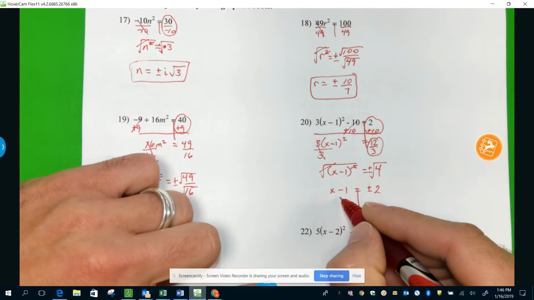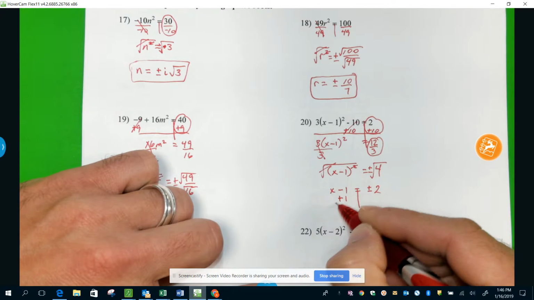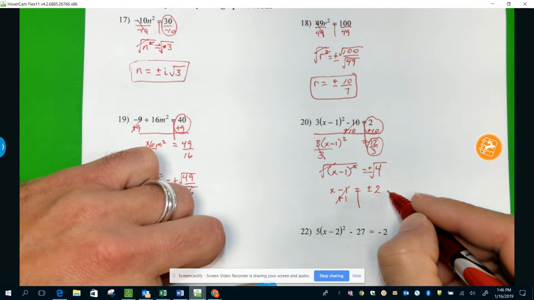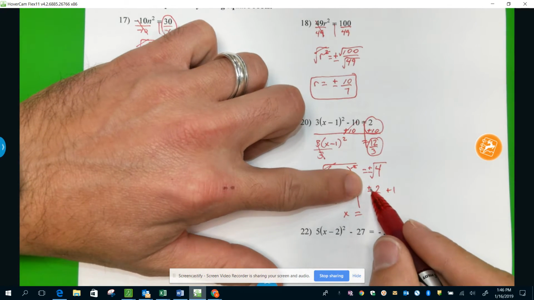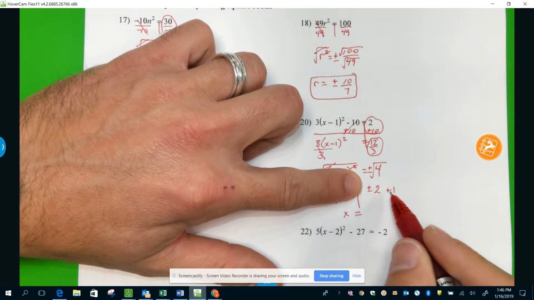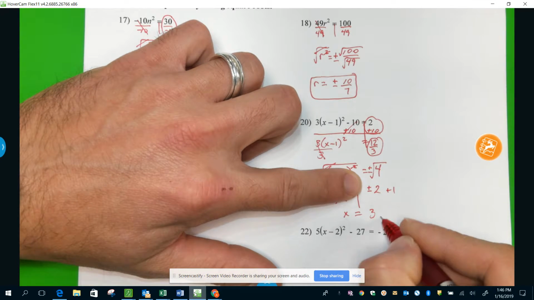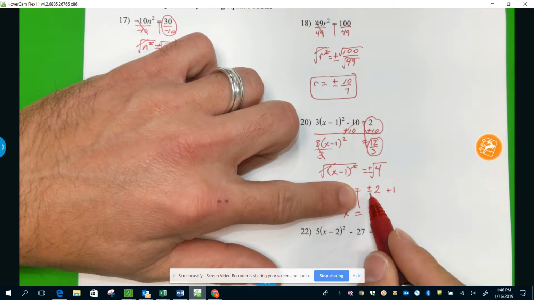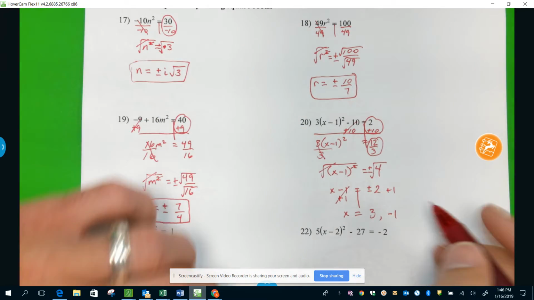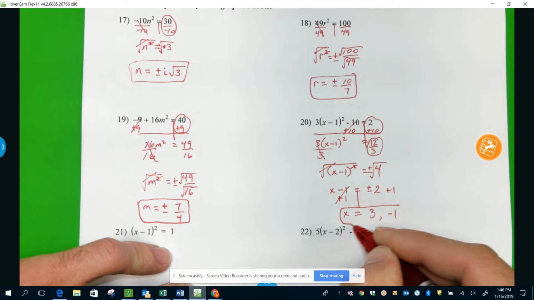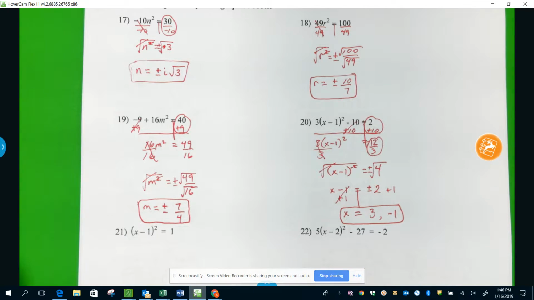Well, to solve for x, I need to cancel my negative 1, so we're going to add 1 to both sides. We're going to get two solutions here. The first time we're going to use a positive 2 plus 1, which gives us 3. The second answer, we're going to use the −2 plus 1, and −2 plus 1 gives us −1. So we have 2 solutions for x there.